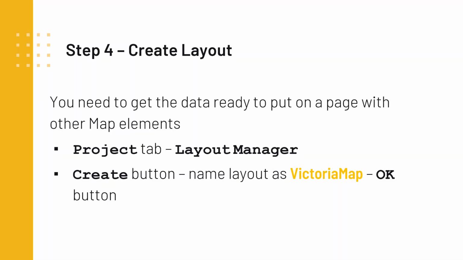So step 4 is going to be creating the layout. So this is going to be the actual paper map that you're going to create. You need to get your data ready to put the map on the page with your other map elements. Those things like your scale, your legend, your north arrow, things like that. Okay. So to do that and create your layout, you're going to go to the Project tab, Layout Manager. In there, you're going to choose the Create button and name the layout as Victoria Map, and then click the OK button.